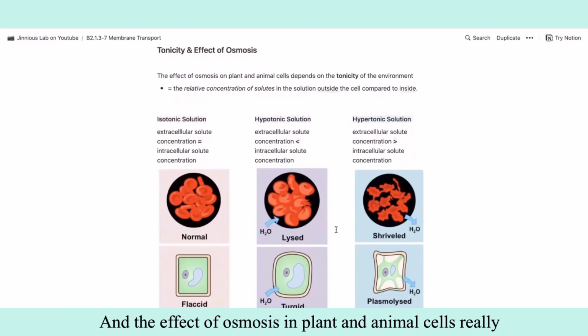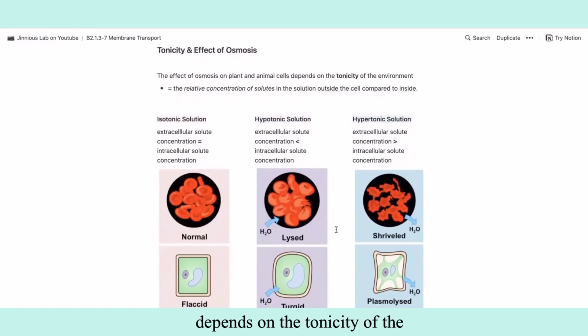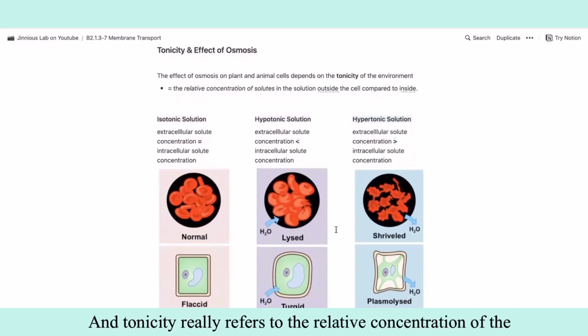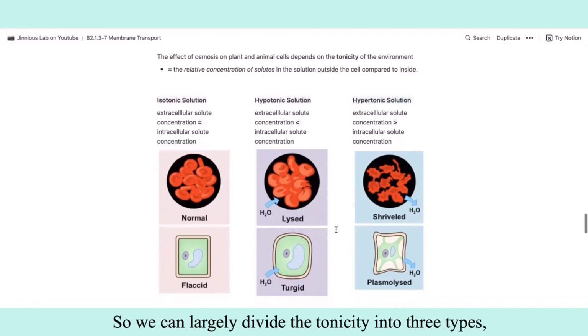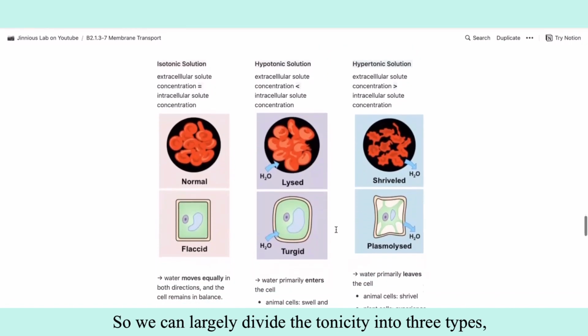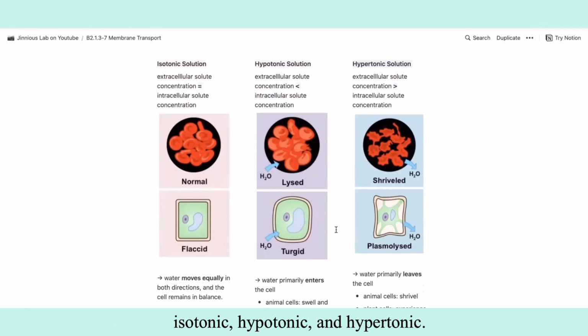The effect of osmosis in plant and animal cells really depends on the tonicity of the environment. And tonicity refers to the relative concentration of the solutes in the solution outside the cell compared to the inside of the cell. So we can largely divide tonicity into three types: isotonic, hypotonic, and hypertonic.